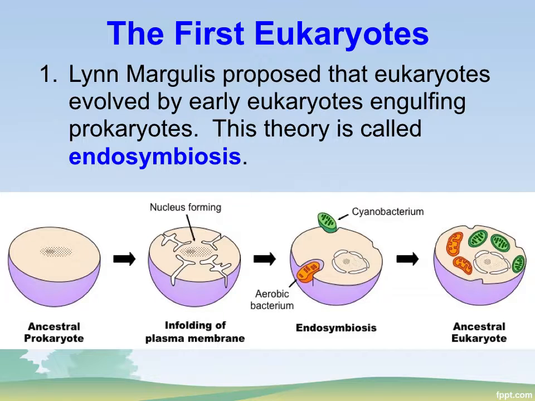Lynn Margulis proposed that eukaryotes evolved by early eukaryotes engulfing prokaryotes. This is called endosymbiosis. So what we had was a prokaryotic cell. It developed a nucleus, and then it started to take in other prokaryotes. These other prokaryotes were going to be the mitochondria and the chloroplast.